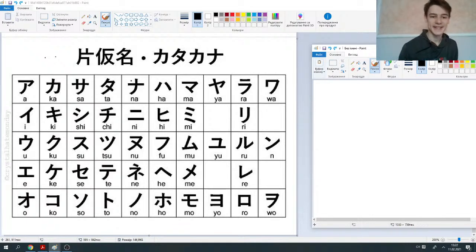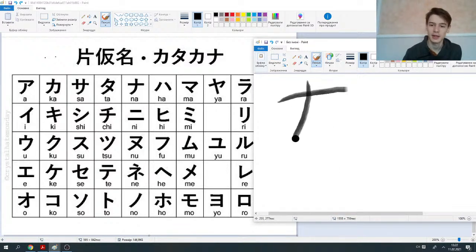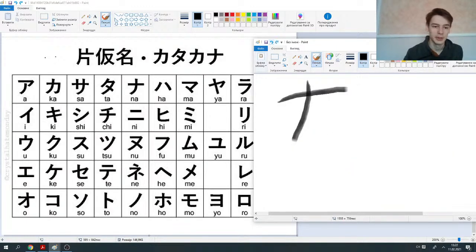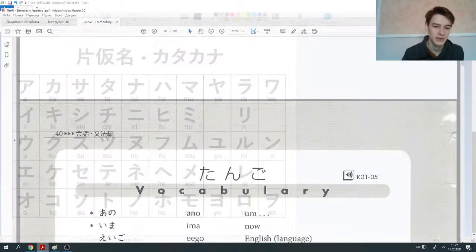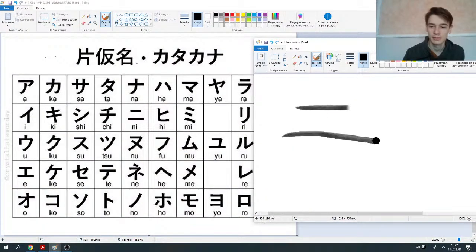So the first one is na. How can you memorize it? So the hiragana for na is like this. You just don't write 2 strokes. Oh my god, sorry. And it will be na. Then ni. So ni is Japanese for 2. 2 strokes. So ni.